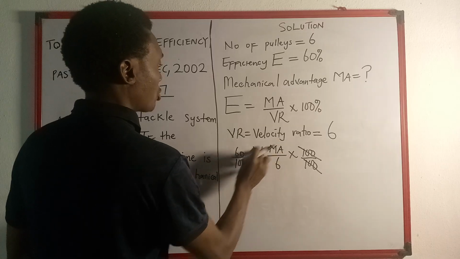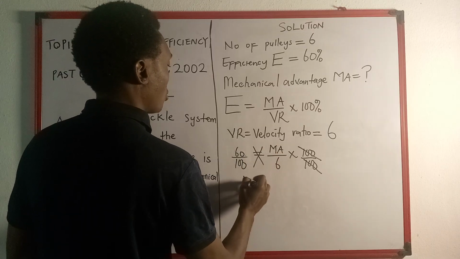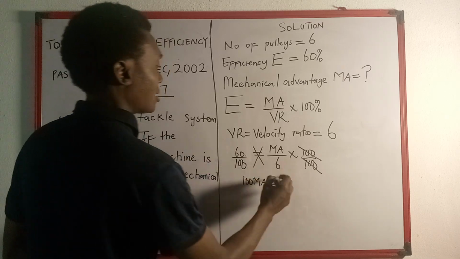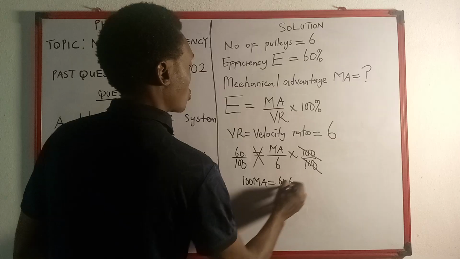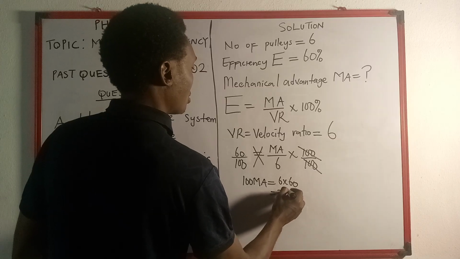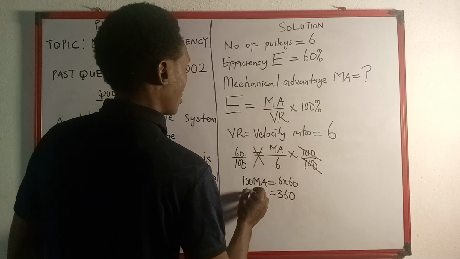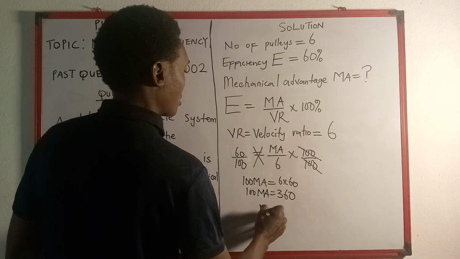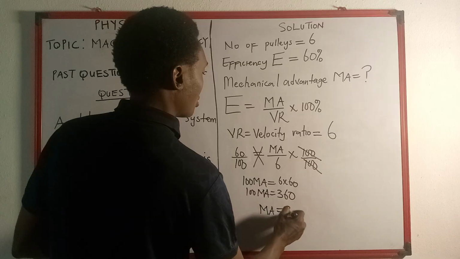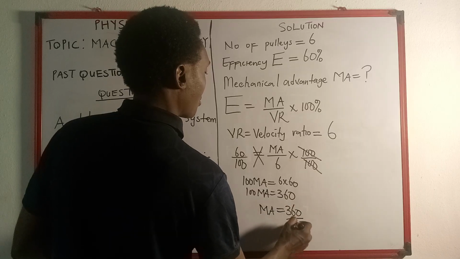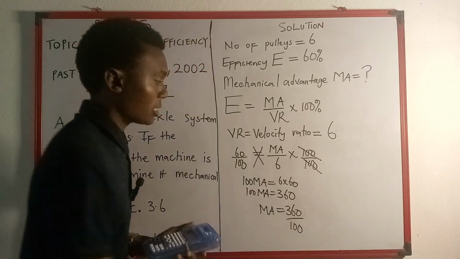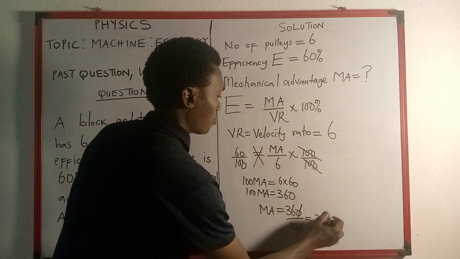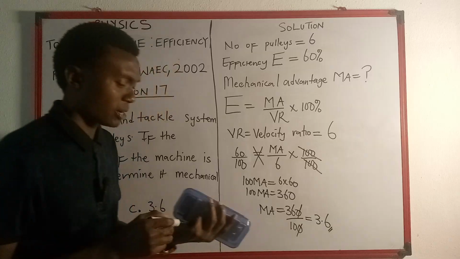So we're going to have 100 times MA, we'll have 100 MA. 6 times 60, so we're going to have 360. 100 MA equals 360. So what do we do here? Divide both sides by 100. So we're going to have 360 divided by 100. Now cancel. 36 divided by 10, you have 3.6, and that is our answer.